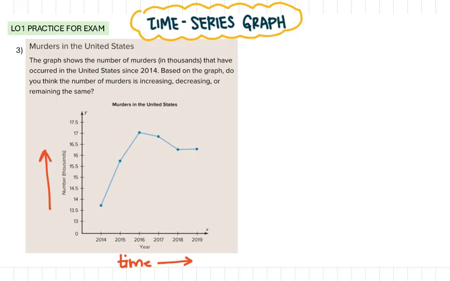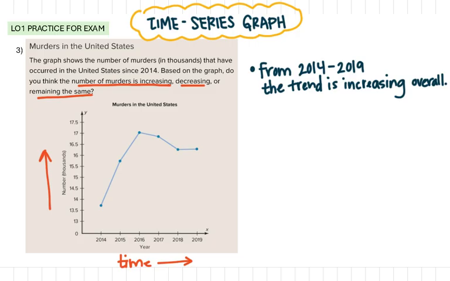I grabbed this from the textbook, and it's talking about the number of murders in the United States and asking us, do we see a trend? Is the number of murders increasing, decreasing, or remaining the same? So there's a lot of things you could say about this. Here's some of the things I would say. First, I would say, well, if we're looking at this whole time period between 2014 and 2019, it's increasing overall.